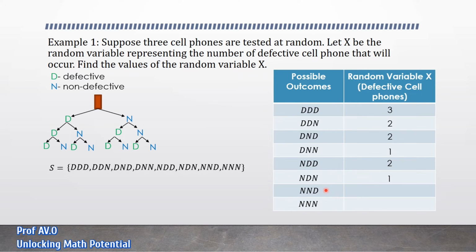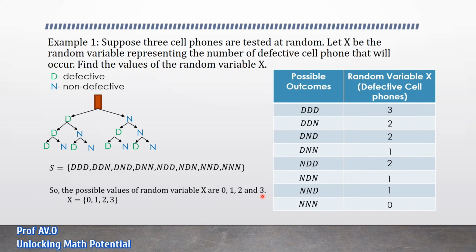And for the next outcome, we have 1 defective cell phone. And for our last outcome, we have 0 defective cell phones. Okay? So, these are the values of our defective cell phones, or the random variable x. From here, we can simplify our random variable x. The possible values of the random variable x are 0, 1, 2, and 3.